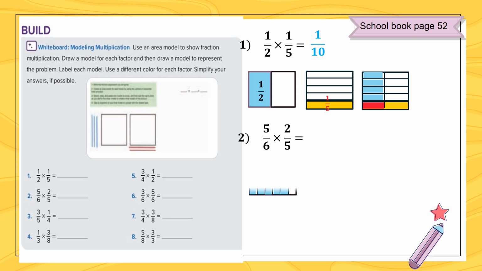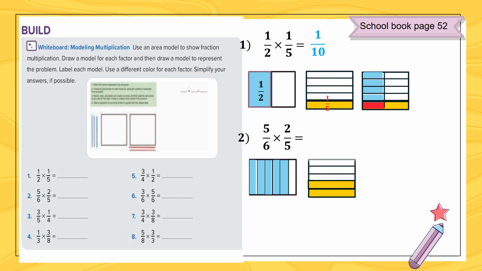I will draw a model for the first fraction and another model for the second fraction. Then I will put them above each other. Then I will count the common parts between the two fractions or the two models. So we have here 10 parts over 30. And we can simplify this. 10 over 30 equals 1 over 3. If we divide by 10, 10 divided by 10 equals 1, and 30 divided by 10 equals 3.